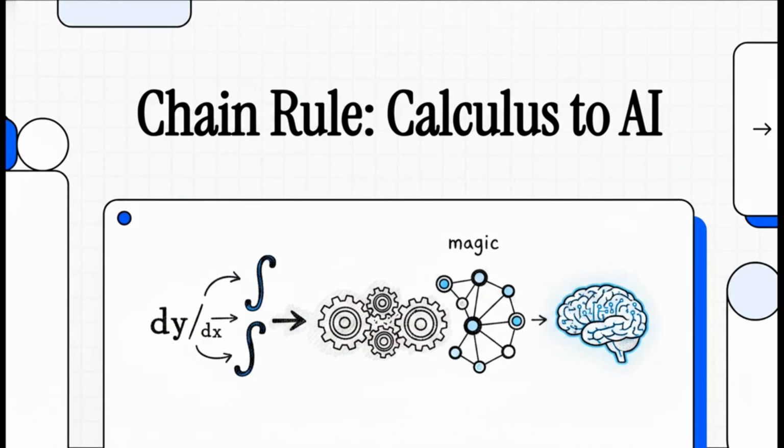Welcome to this explainer. Today we are tackling something absolutely fascinating. We're going to demystify a 17th century mathematical principle and show you how it's actually the hidden engine running under the hood of modern artificial intelligence. If you've ever wondered how dry formulas on a chalkboard connect to the AI of the future, well, you are in the exact right place.